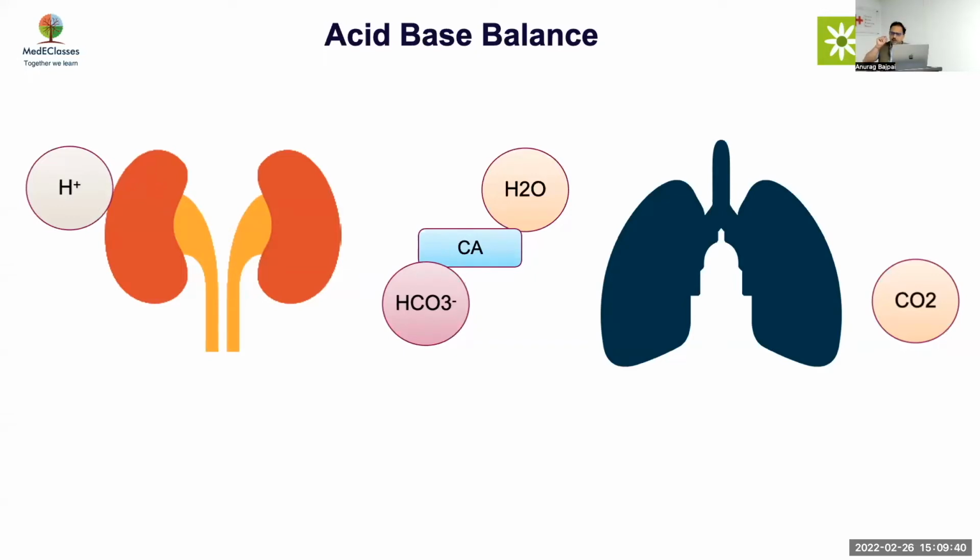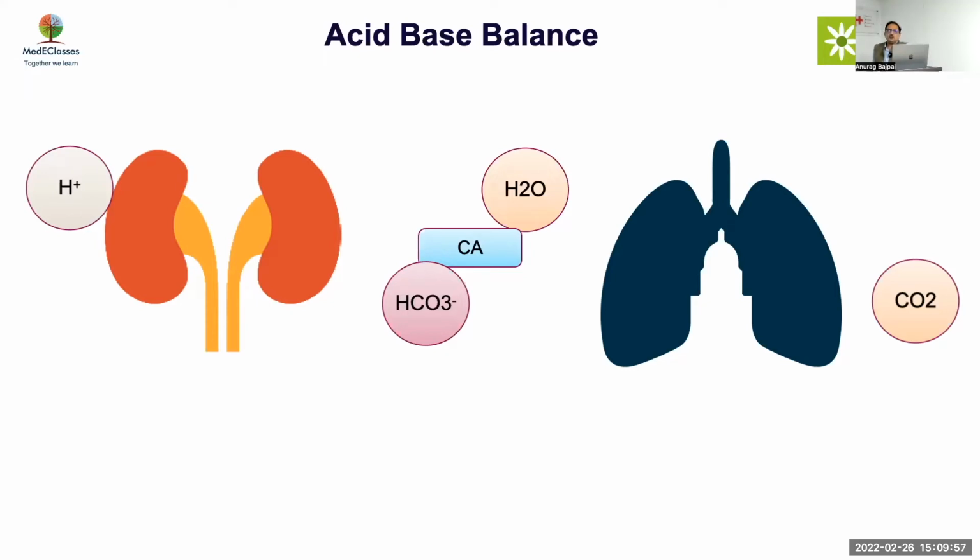What is the best marker of metabolic acidosis on the blood gas? Standard base excess. Yeah, which means base excess at the bicarbonate of 24. Which basically means that, no, that is standard bicarb.